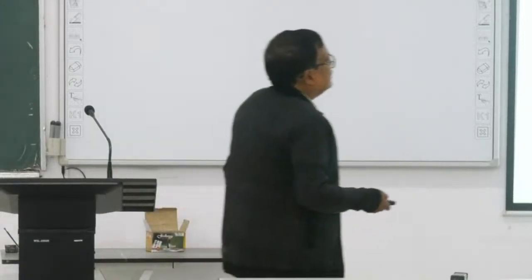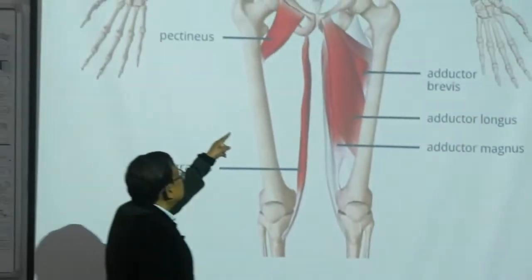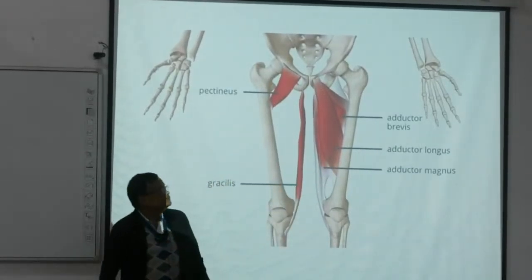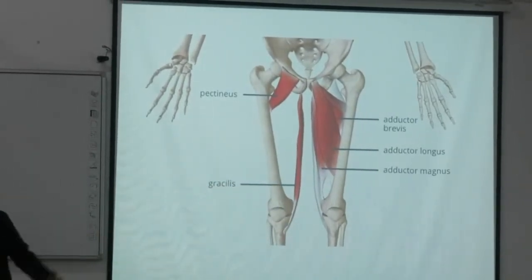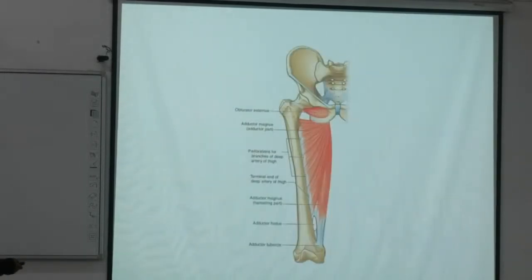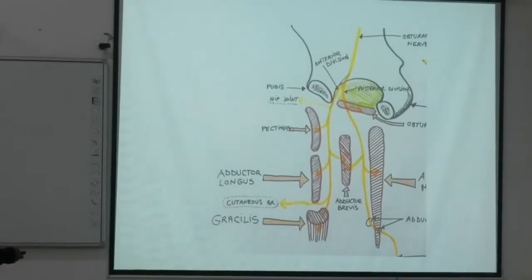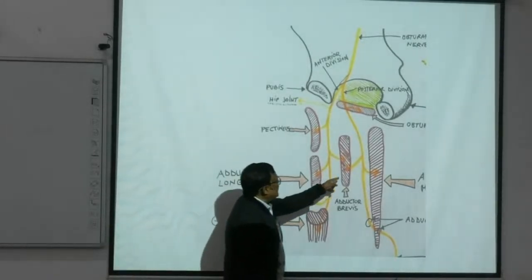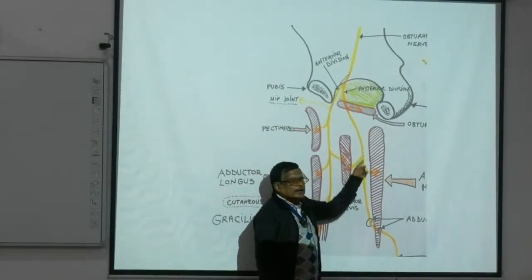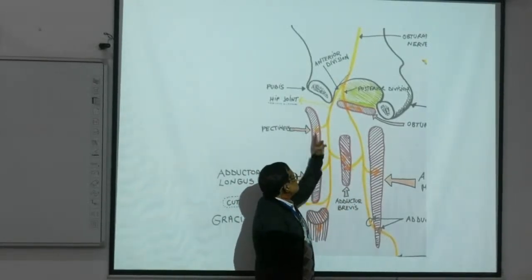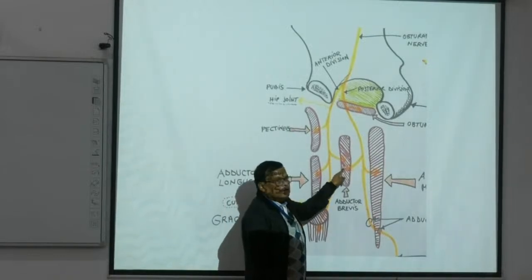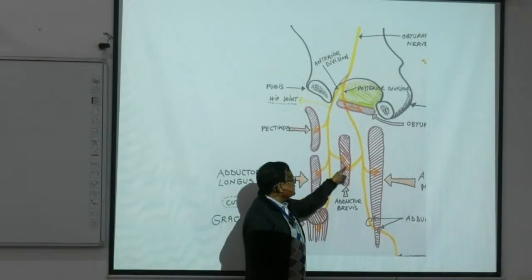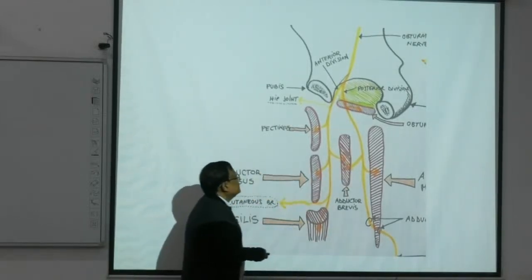দিস ইজ দ্য অ্যাডাক্টার ব্রেভিস, দিস ইজ দ্য পেকটিনিয়াস সুপারফিশিয়াল, অ্যাডাক্টার ব্রেভিস, অ্যাডাক্টার লঙ্গাস, অ্যাডাক্টার ম্যাগনাস। এইভাবে থাইতে যখন ডিসেকশন করবে দেখবে। This is the supply. Anterior division is in front of the adductor brevis, posterior division behind the adductor brevis. Anterior division supplies pectineus, adductor longus, occasionally adductor brevis. Posterior division supply adductor magnus, adductor brevis and obturator externus.